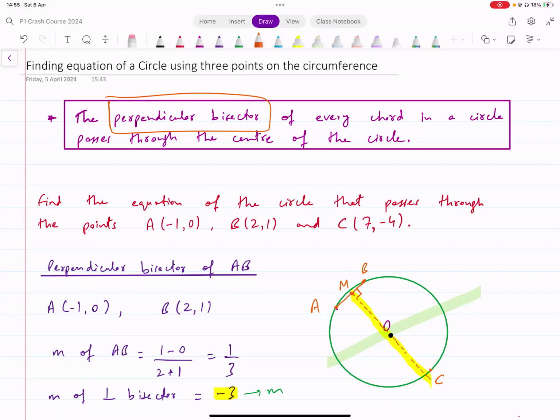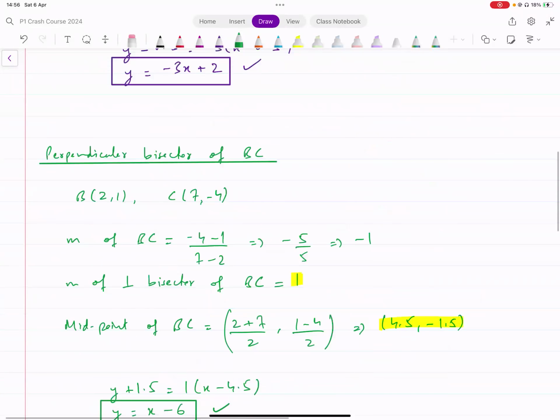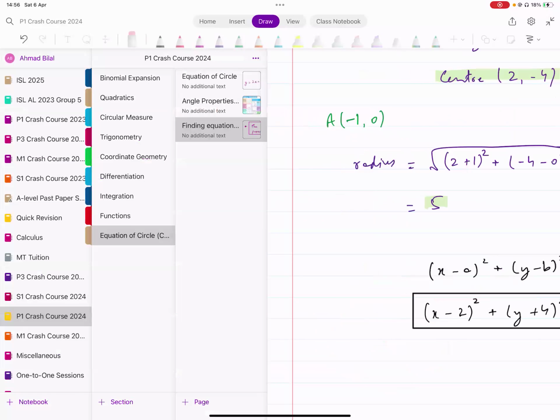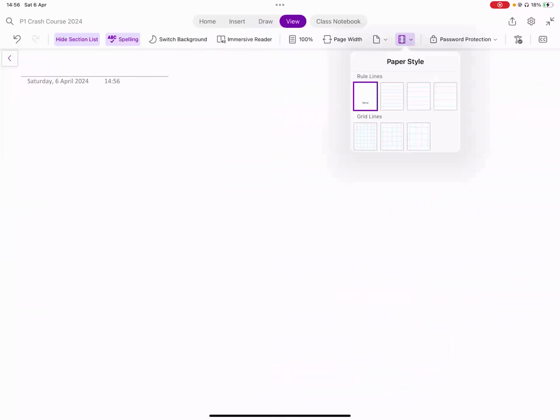So if you find the perpendicular bisector of one chord, find the perpendicular bisector of another chord, and just solve those two equations simultaneously, you would get the coordinates of the center of the circle. That's the process that we have for finding the center. Once you have found the center, then you just have to find the radius by calculating the distance of that center from any of those 3 points, and you can write down the equation after that. So that's what we did. That's pretty much all that you need to know as far as the equation of a circle is concerned.